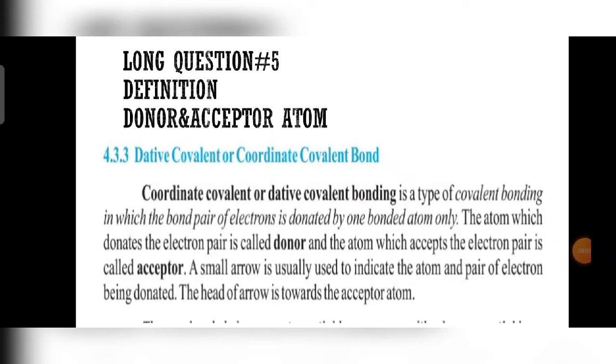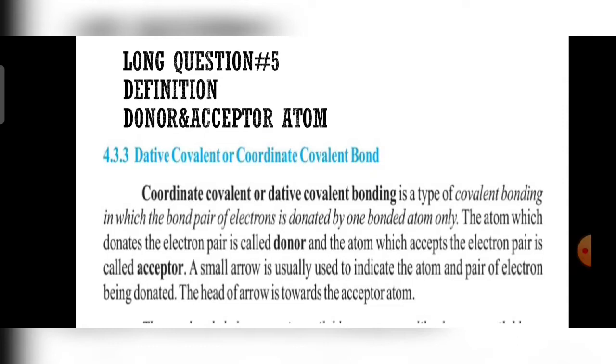Today we will discuss long question 5, the dative covalent or coordinate covalent bond. It is somewhat different from the previous bonds, ionic bond formation and covalent bond formation, because in this type of bonding only the bond pair of electrons is involved.